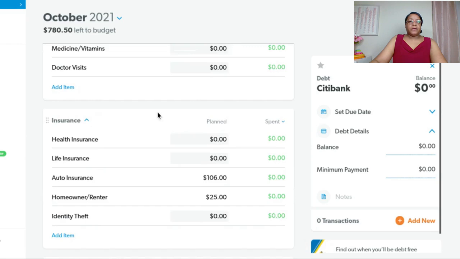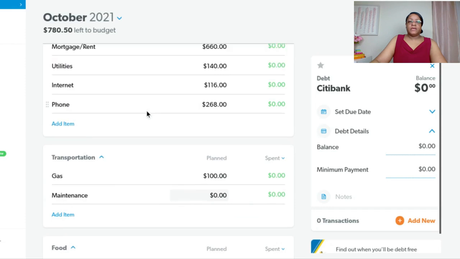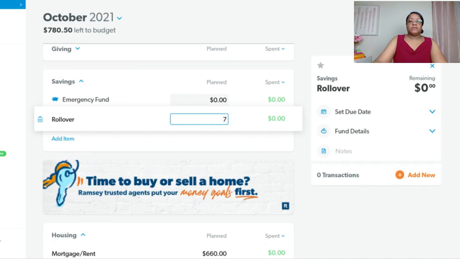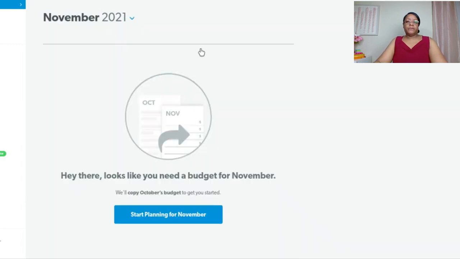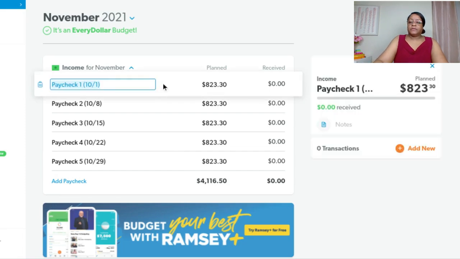And so I'm going to go back up to this rollover amount that I put up in the savings, and then I'm going to take this $780 and put that there. That way, when I go and budget for November, so let's dip on and create a budget for November, start planning for November. Once you have that first one made, it copies all that information over. And we know that our first paycheck is 11/4. Not 11/4, 11/5.